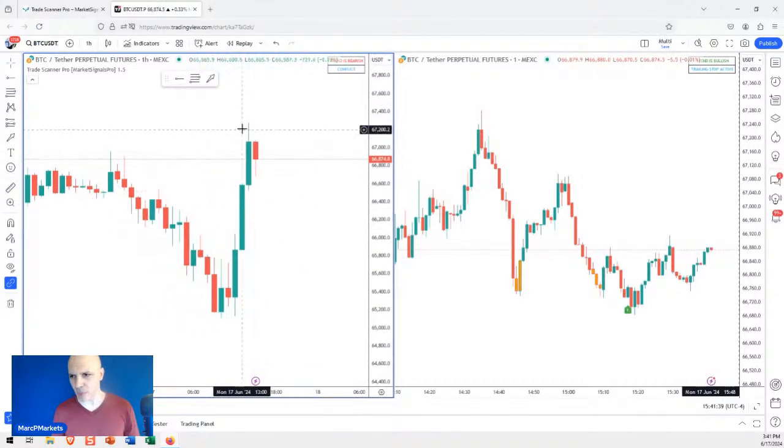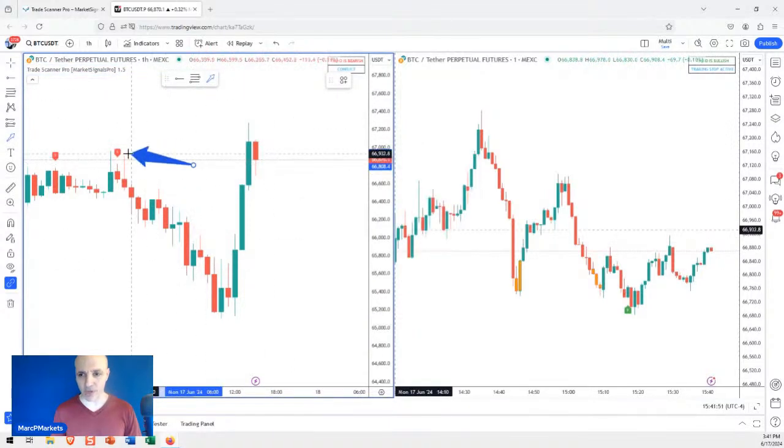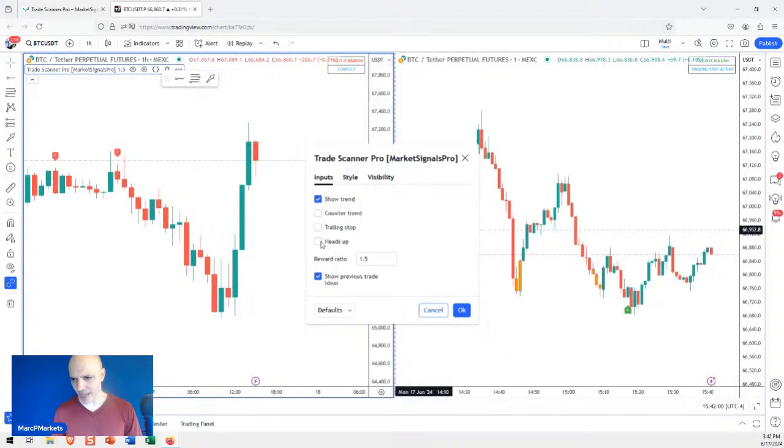So let me just go over the controls real quick. When you get the Trade Scanner Pro, all of these are blank, so you want to turn them on. This one here is the historical trades. As you can see, you got this little pop-up here on the chart. That was a previous trade. And if you have a premium version of TradingView, you can play those trades back to see what they look like. Then you have here heads up.